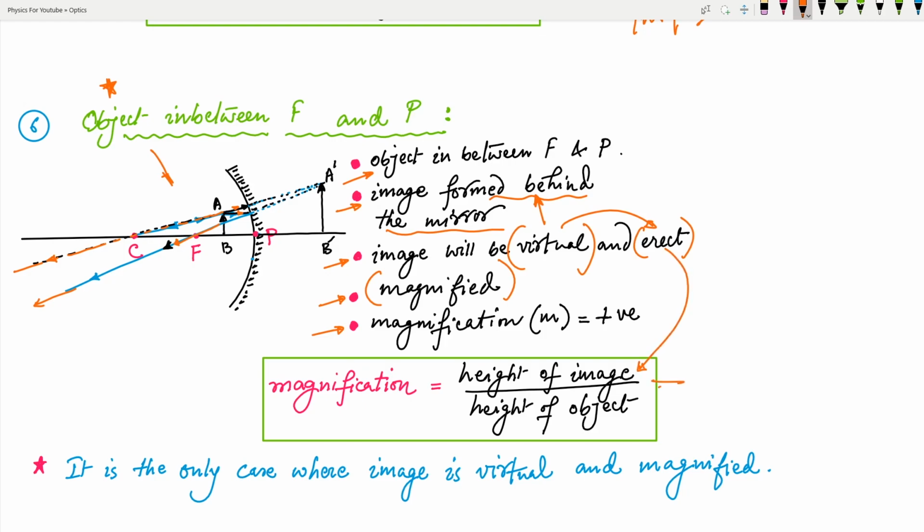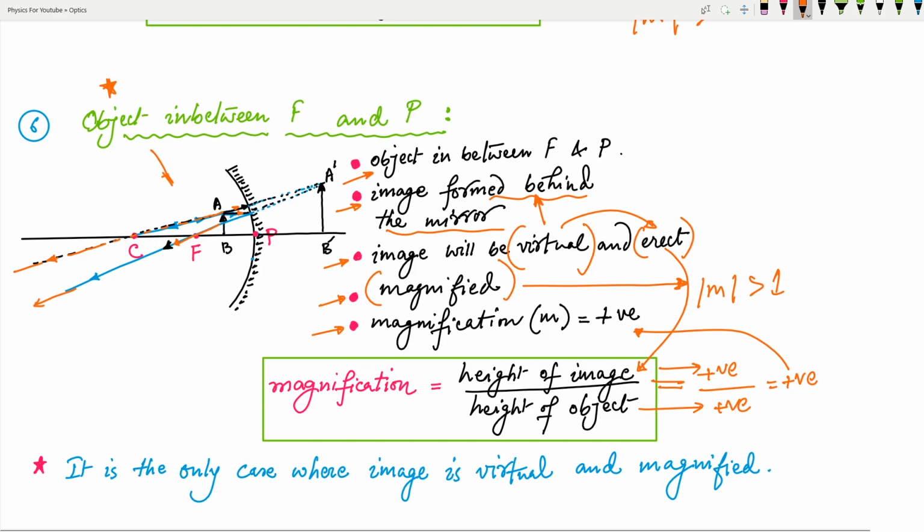The height of the image will be positive because it is erect, and the object height will also be positive. Therefore magnification will ultimately be positive. And the modulus of magnification will be greater than 1, because the image formed is magnified, or greater than the object. So this is the basic concept of the sixth case, and the most important thing you need to understand here is that it is the only case where the image is virtual but magnified.